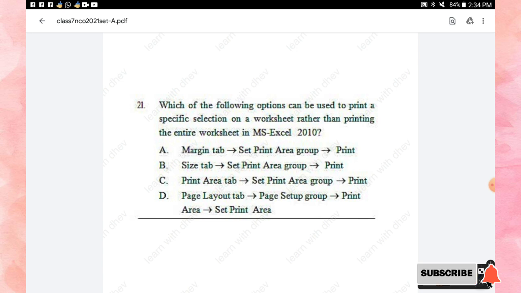Then the last one is: select the page layout tab, then click on page setup group, then click on print area. Afterwards you have to set the print area. So the right answer is the option used to print a specific selection on the worksheet rather than printing the entire worksheet. So here option D is the right answer for this question.